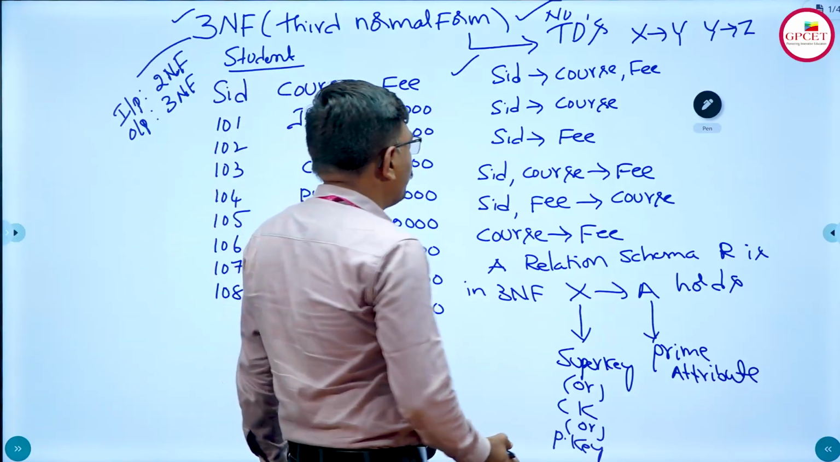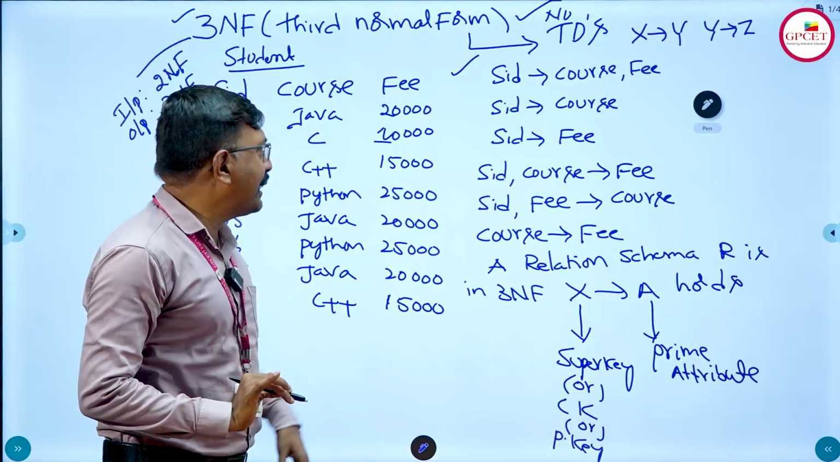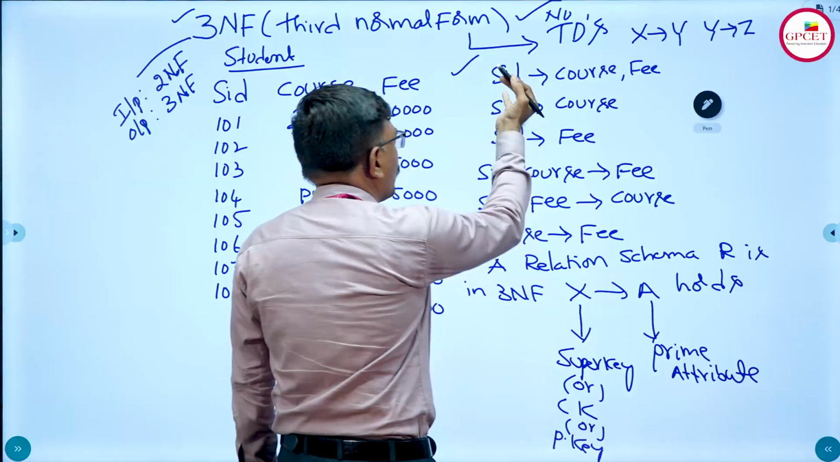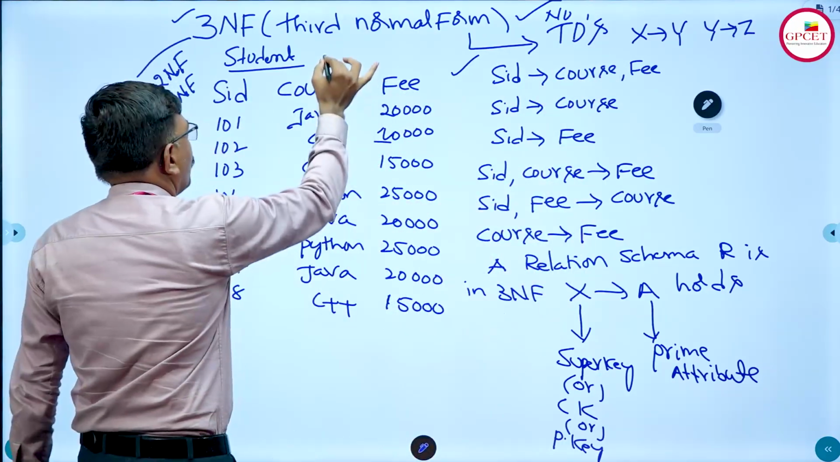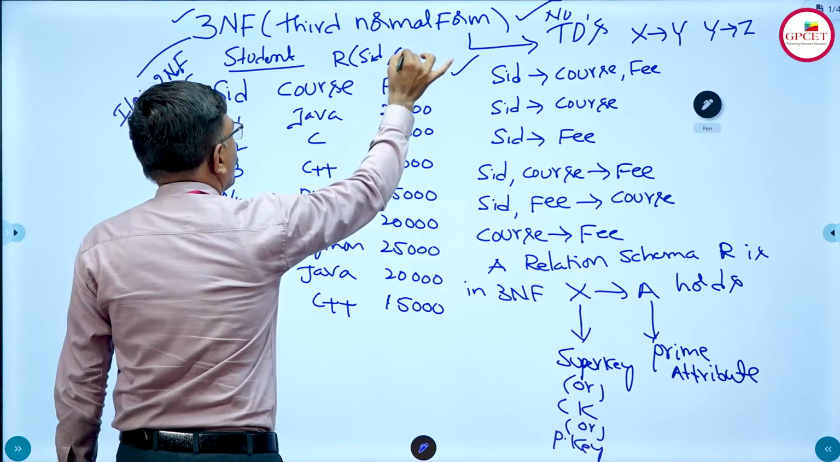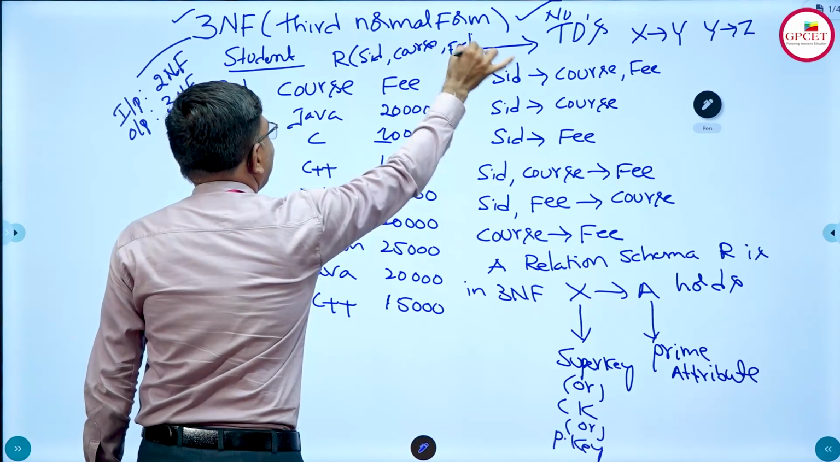Observe here, first we find the keys, that is candidate key or super key or primary key. What is the candidate key? SID closure. What is the SID closure? SID, course and then fee. You can get the original relation R, which is SID, course, fee. This is the relation.